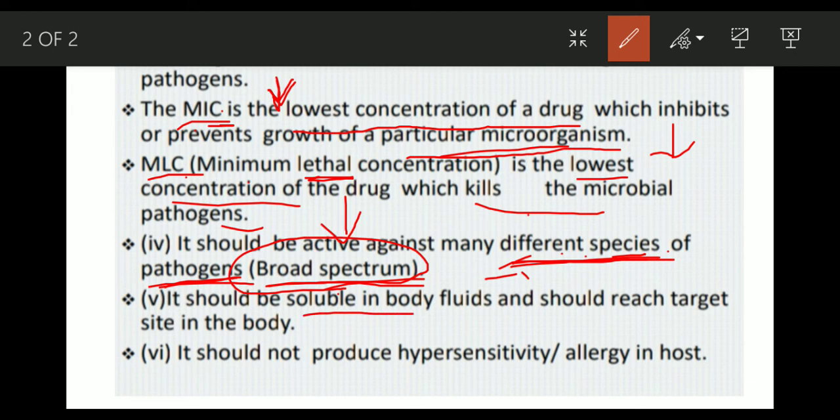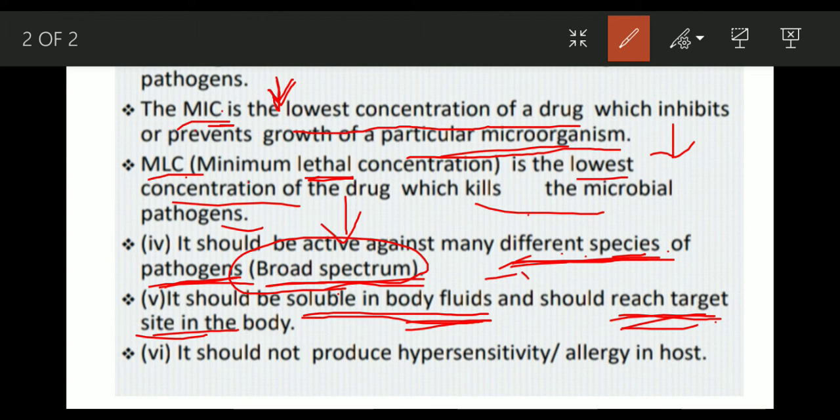Then it should be soluble in the body fluids. Ideally it should be able to dissolve in the body fluids and it should reach the target site, right? Because usually any antimicrobial agent can have different modes of administering. If it's an oral mode of administration, it should actually be able to reach the target site where the infection is present and eliminate the pathogen and treat the individual. So an ideal antimicrobial agent should be soluble in the body fluids and it should reach the target site.